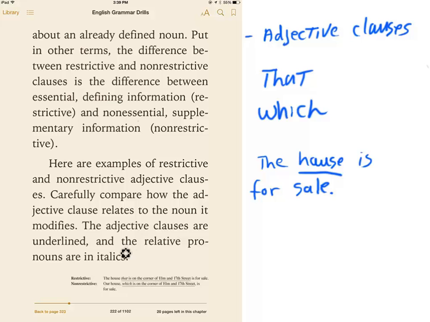Here's a non-restrictive clause, which means that it's not necessary to understand the meaning of the sentence. Our house, which is on the corner of Elm and 17th Street, is for sale.